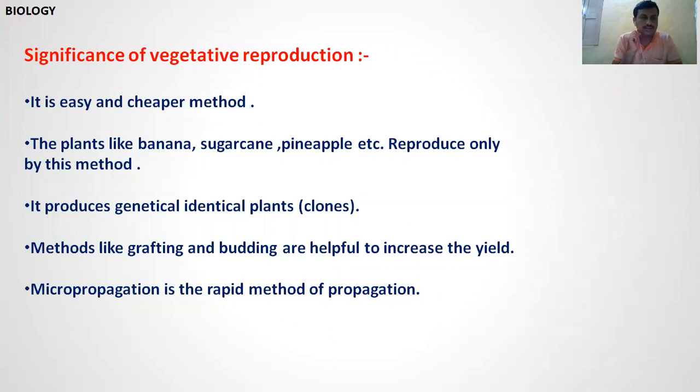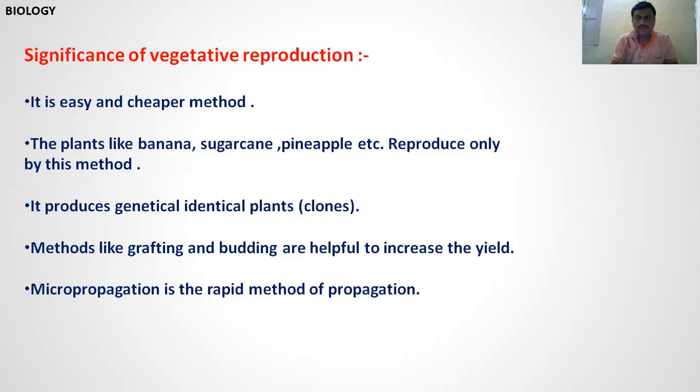Hello students. Today we are going to learn chapter number 1, reproduction in lower and higher plants. We are also learning about vegetative reproduction. In the last lectures, we also saw that vegetative reproduction has two types, artificial methods and natural methods.